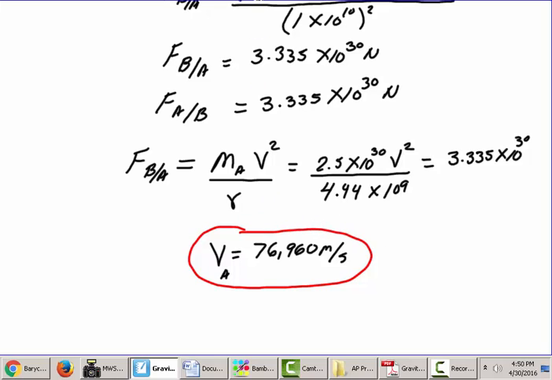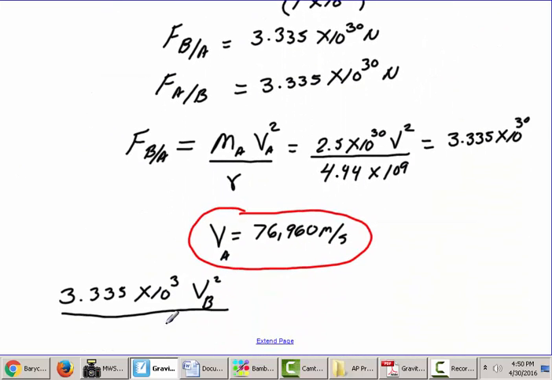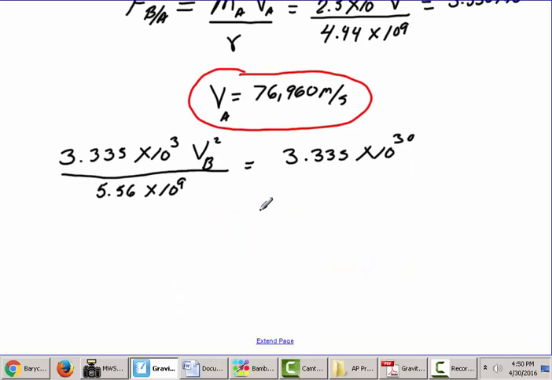So that gives me a velocity of A. Now to find the velocity of B, I basically do the same thing: 3.335 times 10 to the 30th, for velocity of B squared divided by the radius, and now here the radius I'm going to use is 5.56 times 10 to the 9th. Again, I set that equal to my force, 3.335 times 10 to the 30th. I solve for VB, and VB is traveling about 96,504 meters per second.